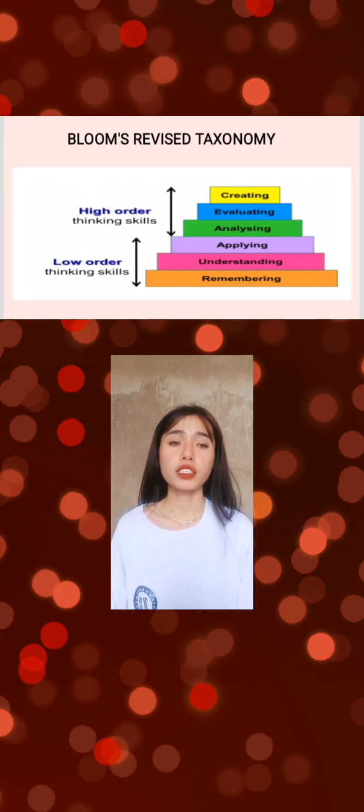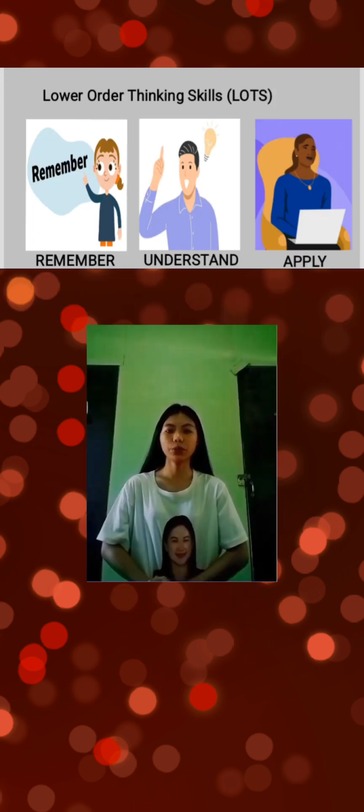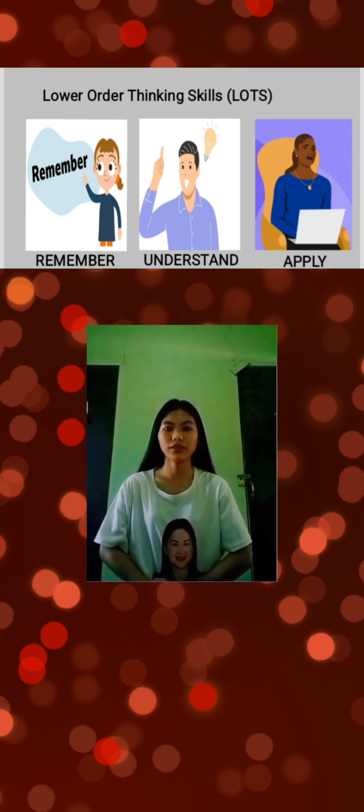So Bloom's revised taxonomy, what I discussed earlier, starts from remembering, understanding, applying, analyzing, evaluating, and creating. So the lower order thinking skills start from remembering, understanding, and applying, and the higher order thinking skills start from analyzing, evaluating, and creating. I am the one who will report the lower order thinking skills. So it has remembering, understanding, and applying.